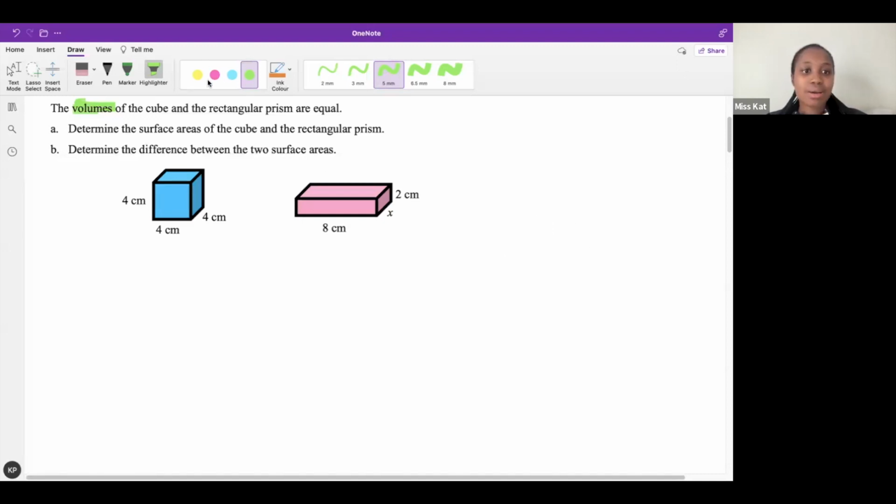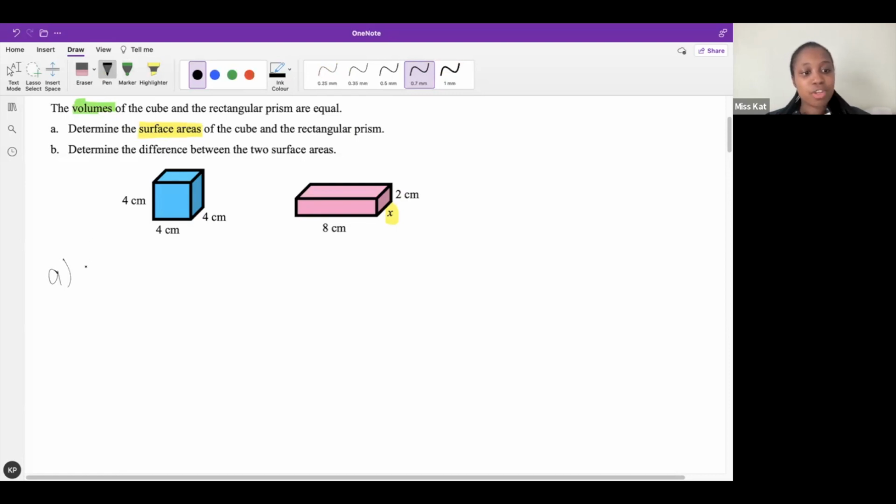We have to work out x. Do you see we have an x there? So for our rectangular prism, they have given us the length and the height, but we do not have a breadth, which we need to determine the surface areas, which is what they asked us. Okay, so now first we're going to work out the volume of a cube.